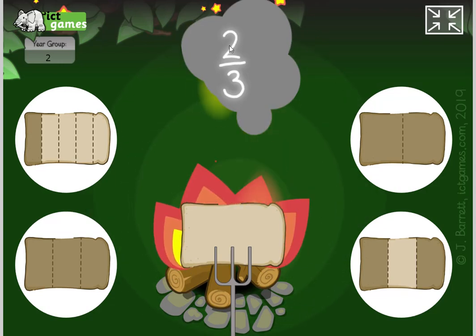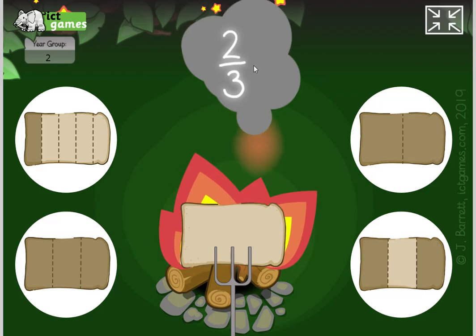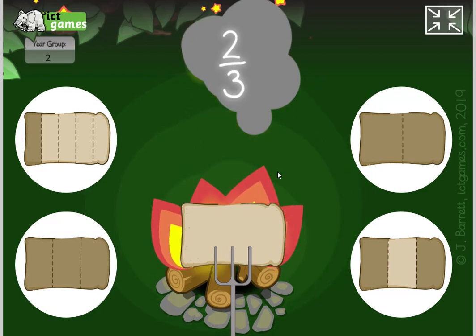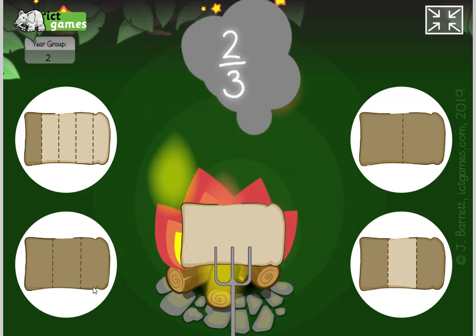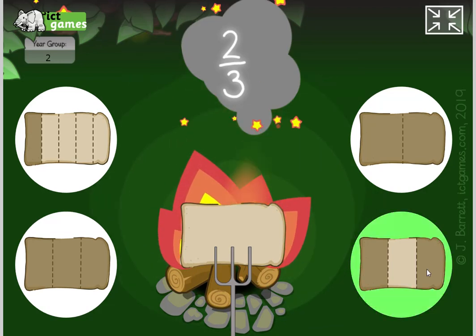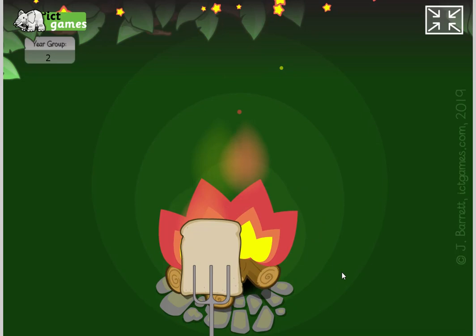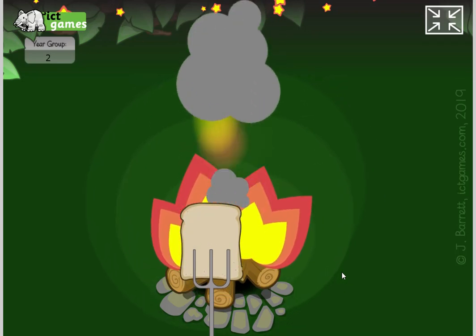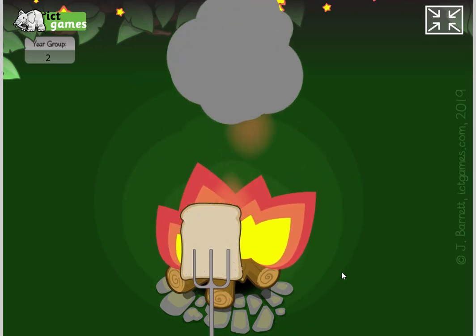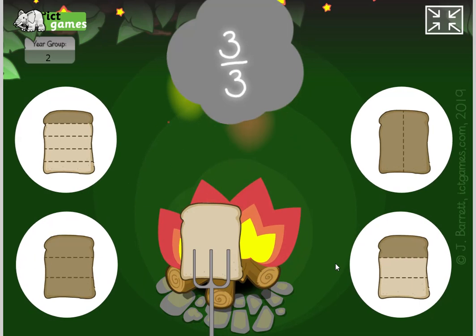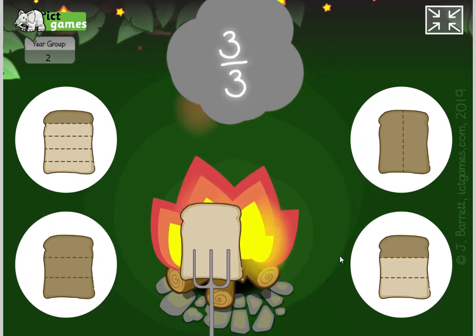Okay. 2 parts of a shape that was cut into 3. All parts the same size. Which one's got 2 parts coloured in? Yes, well done guys. Super job. You're awesome. Come on, no more thirds. No more cut into 3s. Oh no! Oh dear, who made these games?